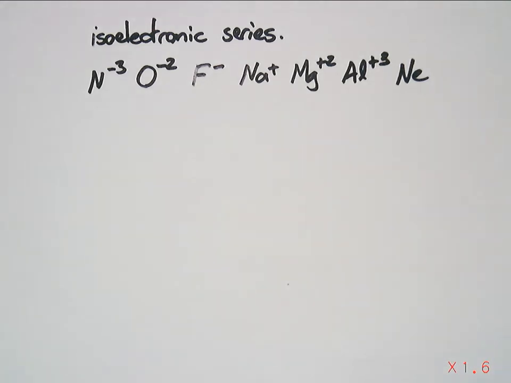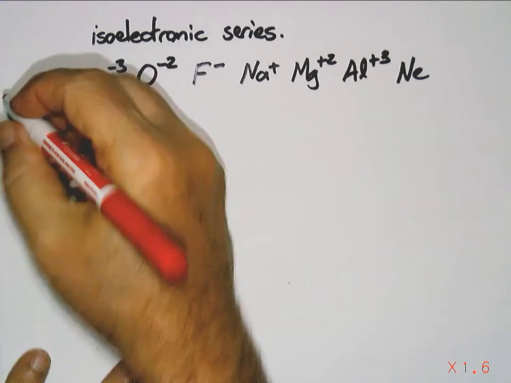Now, suppose someone turns around and says, which one's biggest? Which one's smallest? Put them in order of increasing size. Now, they all have the same number of shells because they all have the same configuration. So what's different about them? The nuclear charge.